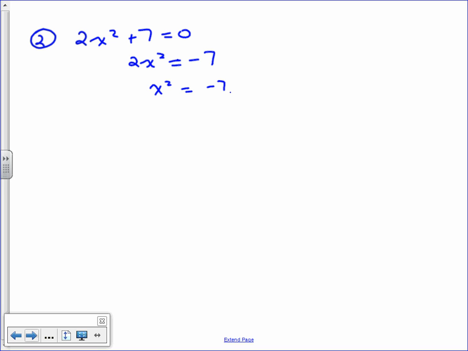If I take the square root of both sides, there's something funny happening with the computer here. Put that down a second.